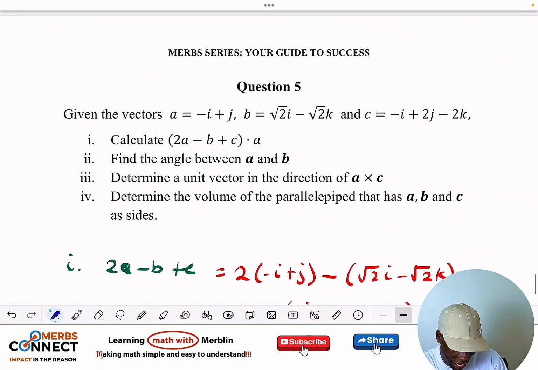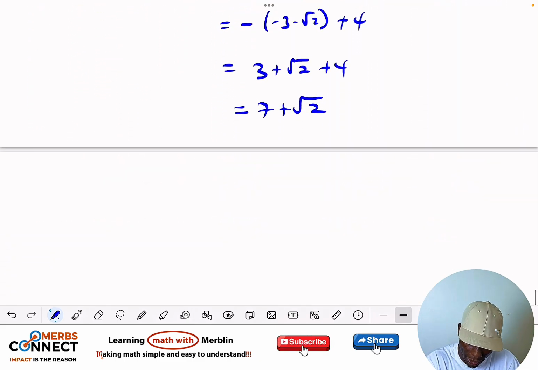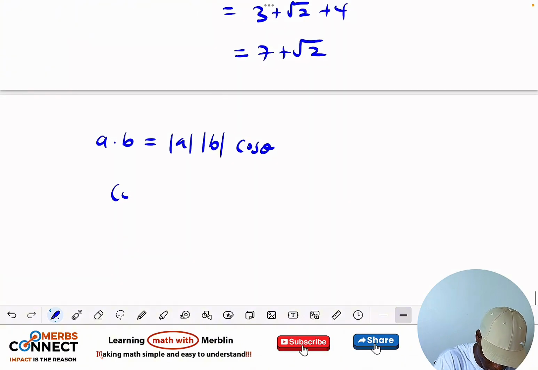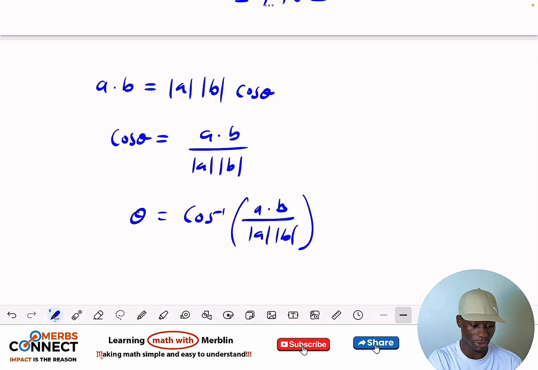What is the second one? I find the angle between A and B. We want to find the angle between A and B. So for the angle between A and B, we need to remember the dot product formula. A dot B should be equal to magnitude of A, magnitude of B, cos theta. So if I want to find cos theta, it is A dot B divided by magnitude of A, magnitude of B, and theta will be equal to cos inverse of A dot B divided by this and that. So this is what I'm going to get.